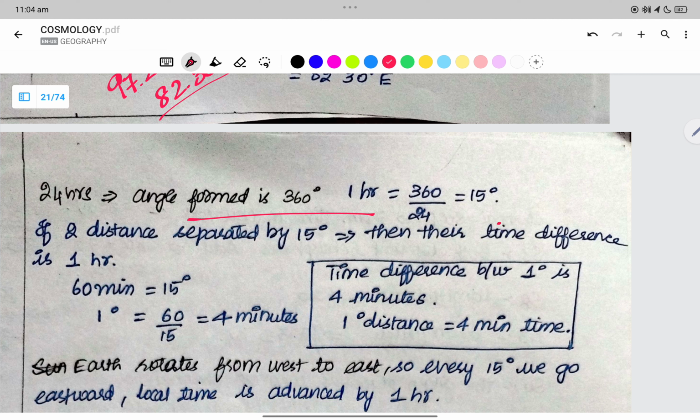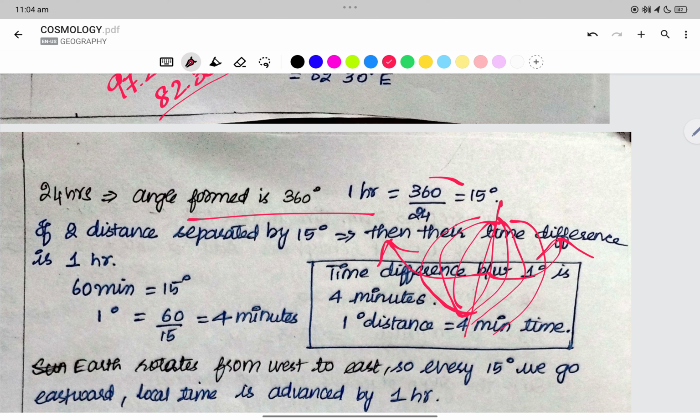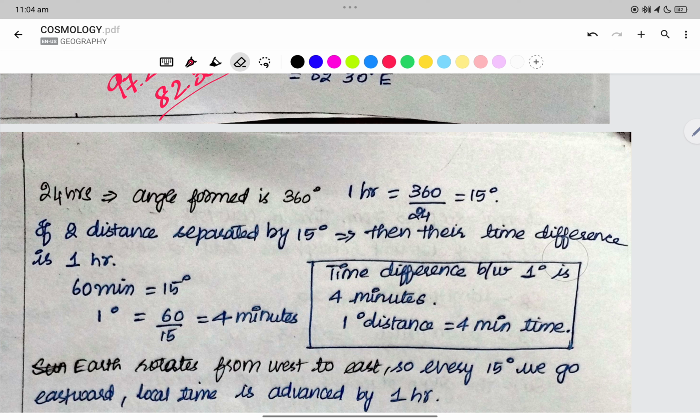For 24 hours, the angle formed is 360 degrees, 180 in the west and 180 in the east, right? So 1 hour is 360 divided by 24, which is 15 degrees. For 1 hour, 15 degrees. If two places are separated by 15 degrees, their time difference is 1 hour.